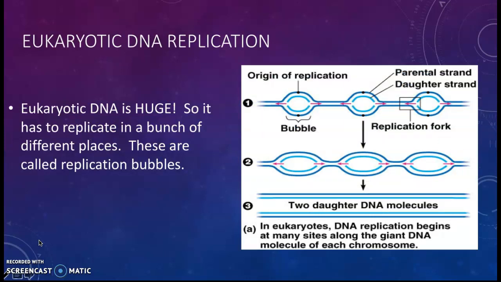DNA in eukaryotic organisms, and remember, those eukaryotic organisms are 1, plants, 2, animals, 3, fungus, and 4, protists, are huge. If you were to start at one end of the DNA strand and go to the other, like prokaryotes such as bacteria and archaea can, it would take you forever. To speed this up, eukaryotes replicate in a bunch of different places at once. We call these replication bubbles.